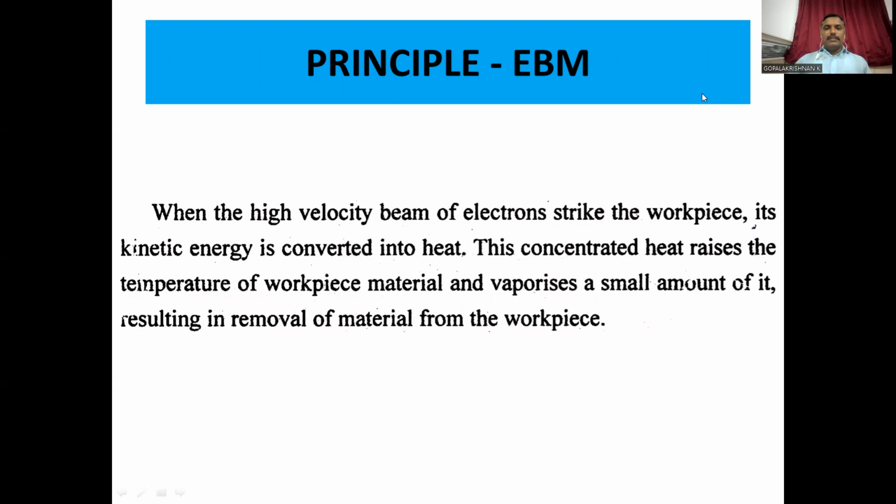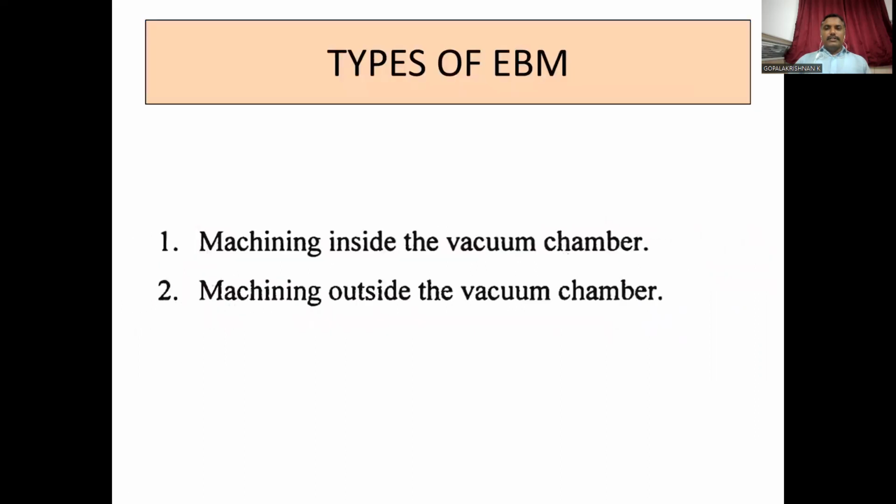Now we discuss the principle of electron beam machining. When the high velocity beam of electrons strikes the workpiece, its kinetic energy is converted into heat. This concentrated heat raises the temperature of the workpiece material and vaporizes a small amount of it, resulting in removal of material from the workpiece. This is the principle of electron beam machining. Now we discuss the types of beam. First one, machining inside the vacuum chamber, and one more type, machining outside the vacuum chamber.